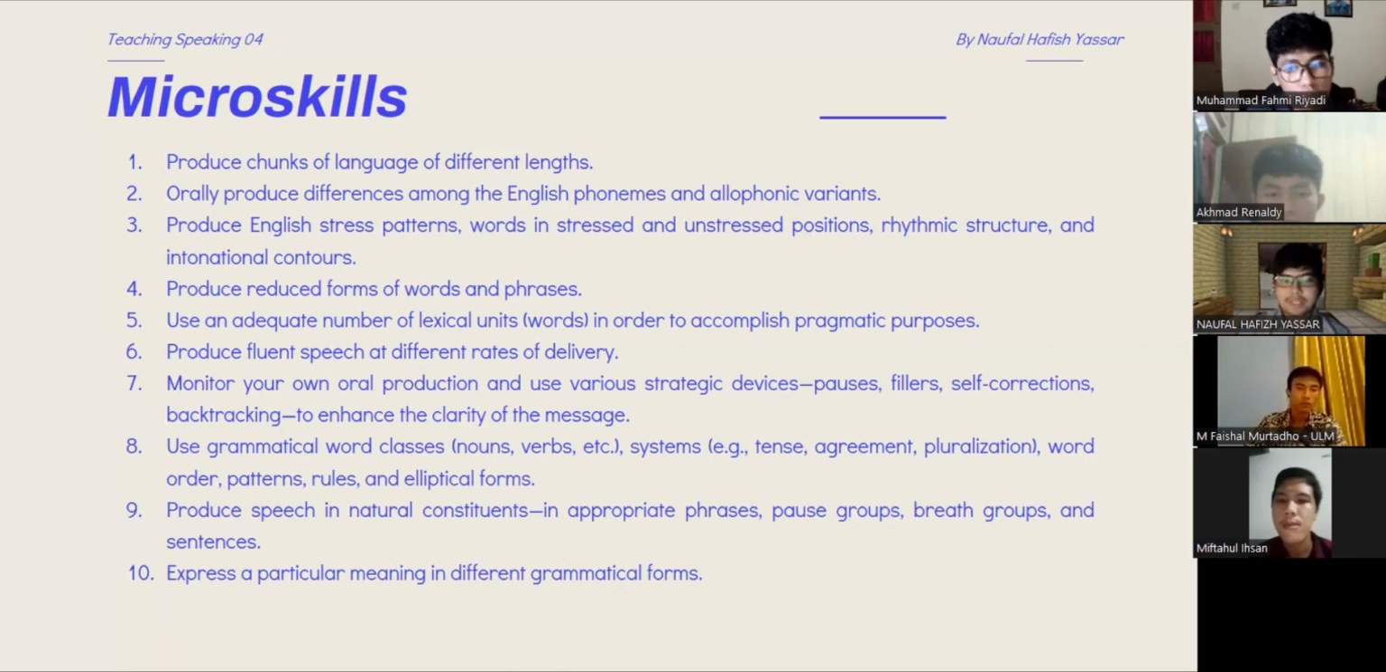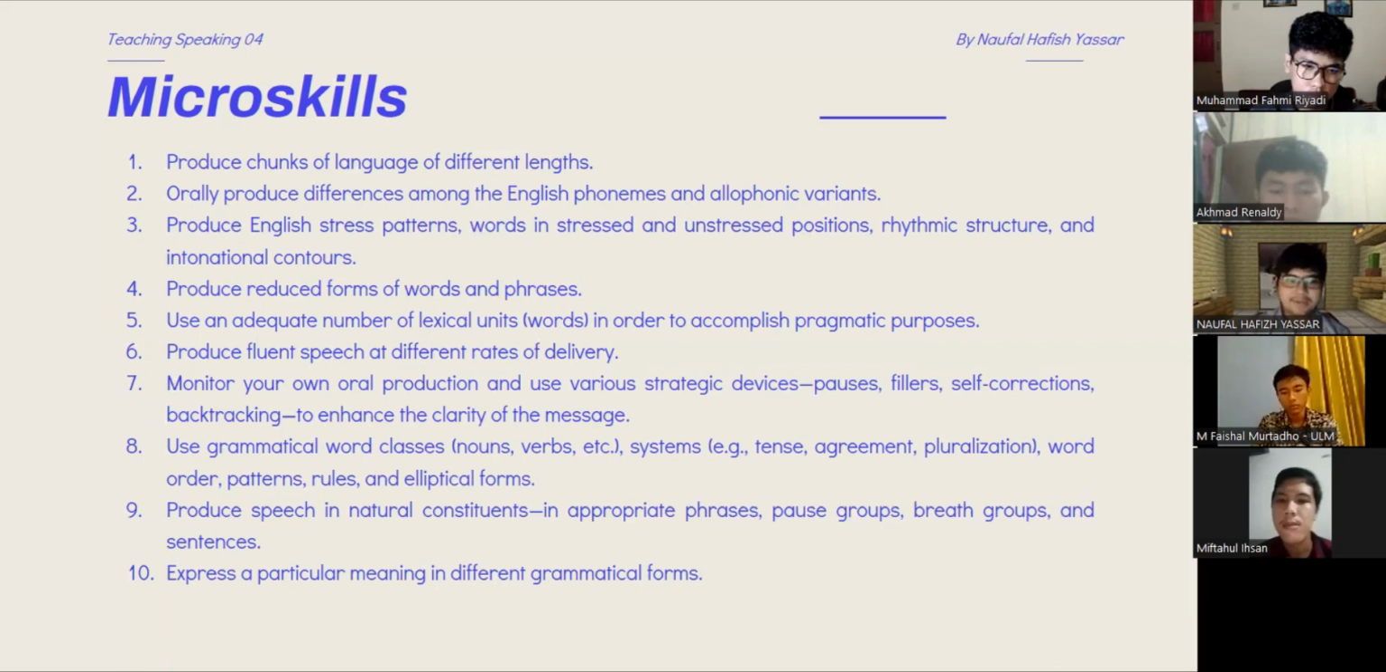Five, use an adequate number of lexical units in order to accomplish pragmatic purpose. Six, produce fluent speech at different rates of delivery. Seven, monitor your own oral production and use various strategic devices, pause, fillers, self-correction, backtracking, to enhance the clarity of the message.